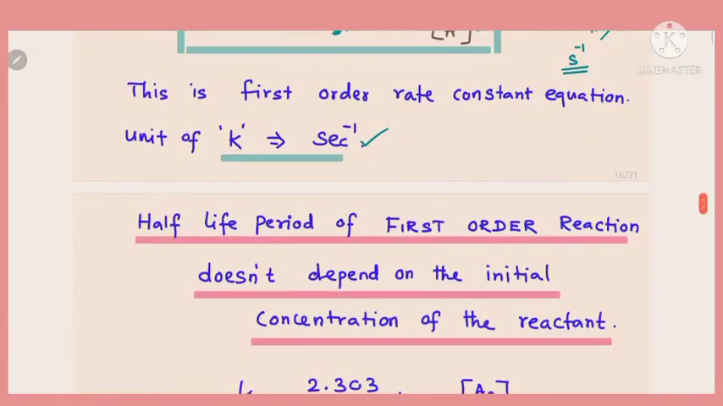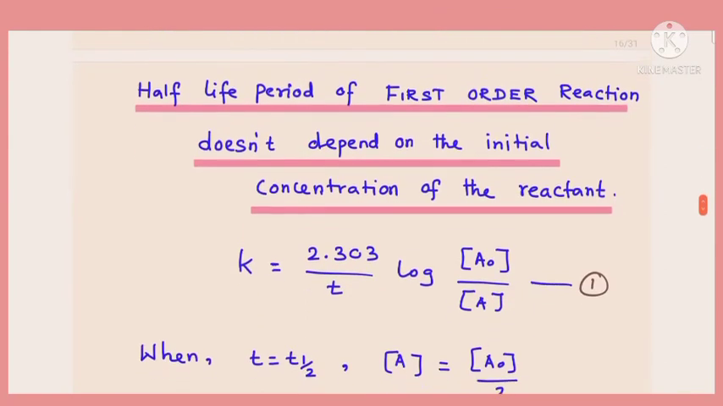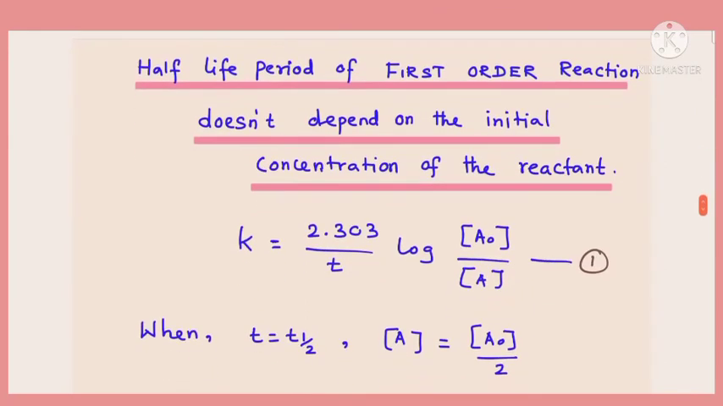I hope you understood how to get the rate equation for a first order reaction. Now we are going to see the derivation of the half-life period formula for a first order reaction, as well as prove that the half-life period of a first order reaction is independent of the initial concentration of reactant.